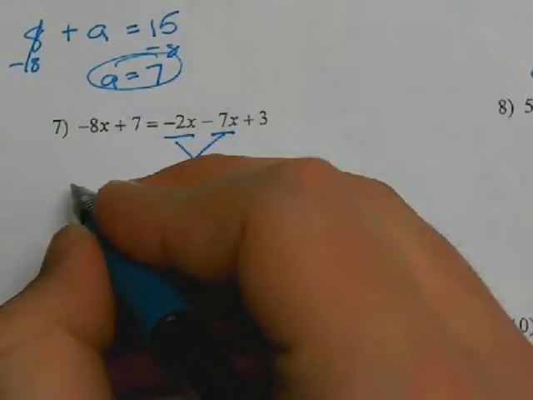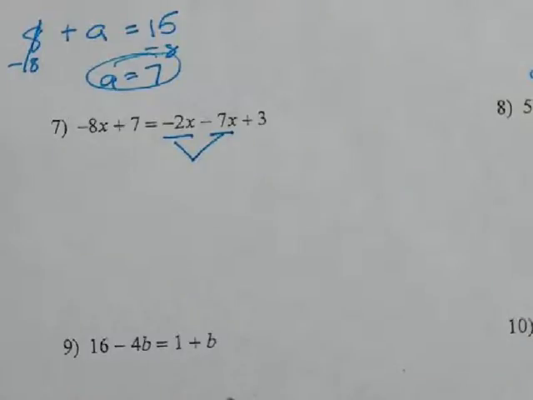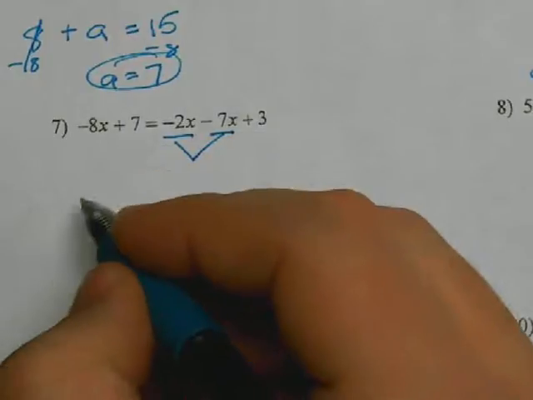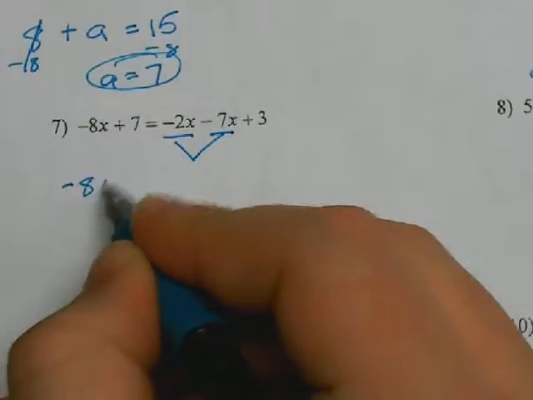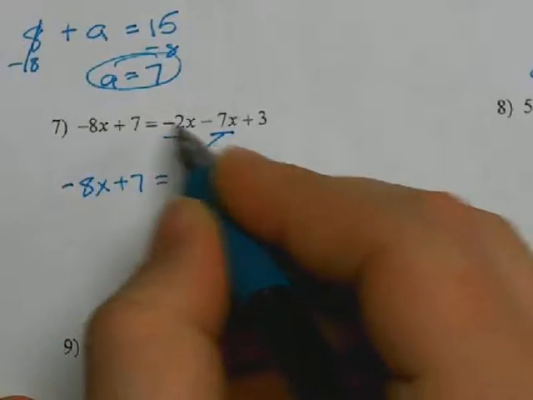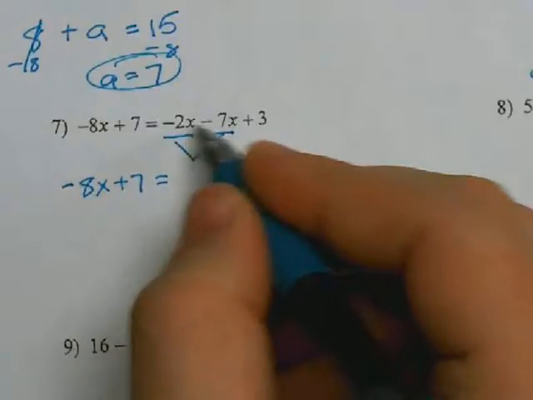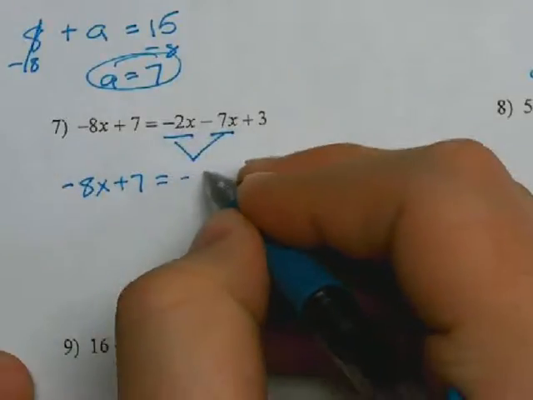And again, guys, you can stop this video at any time to rewind back and check it, or pause at any time to keep up with the pace. So negative 8x plus 7, I just dropped the left side. Negative 2x minus 7x, signs are alike, so you add. That would be negative 9x plus 3.